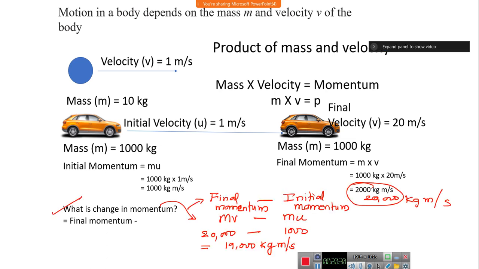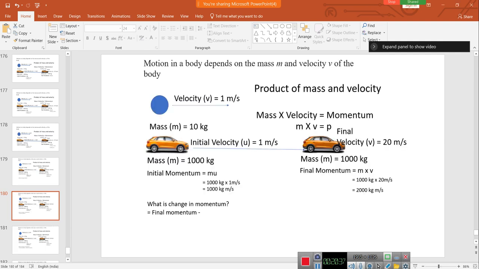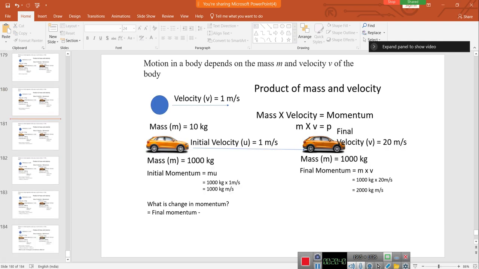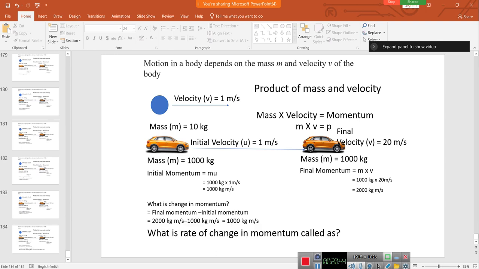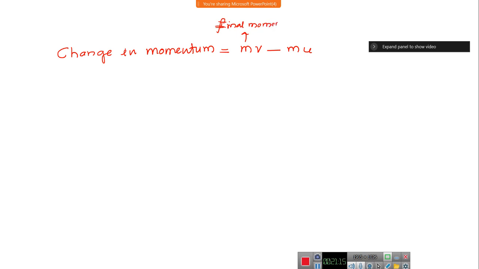Okay, but the interesting thing is, I'll just come back here and put a blank slide. So what we have understood is change in momentum is equal to mv minus mu, right? And what is mv? Final momentum, and minus this one is the initial momentum.